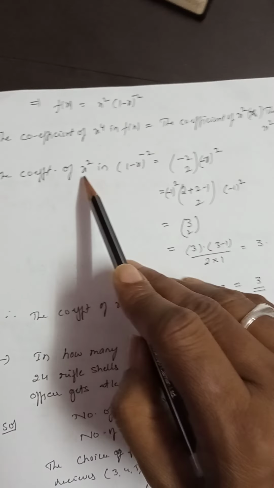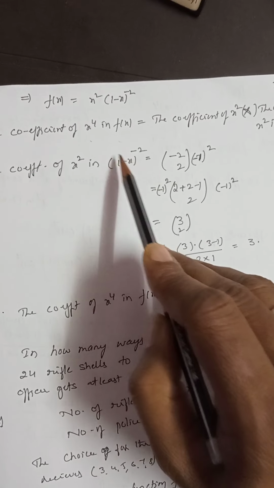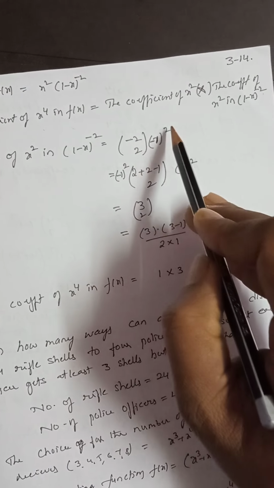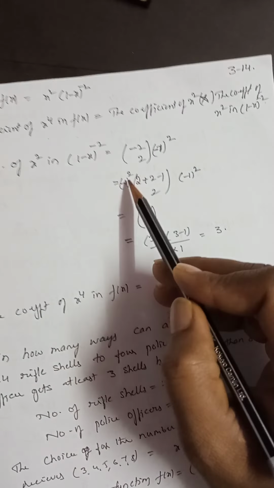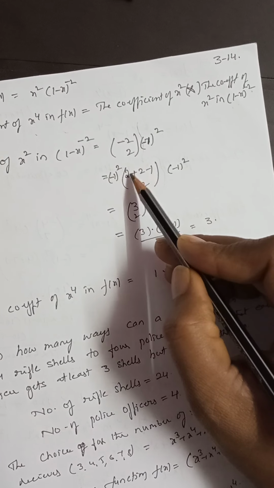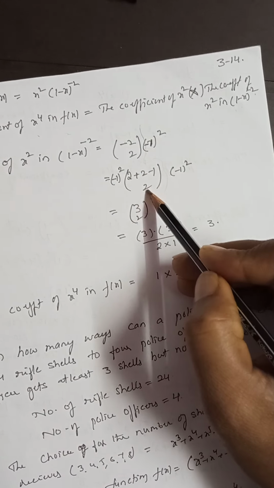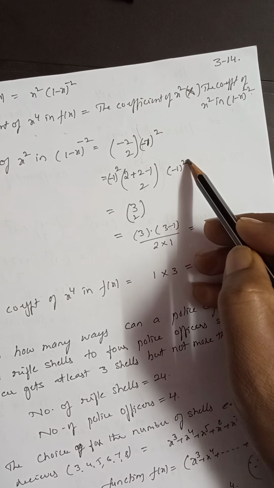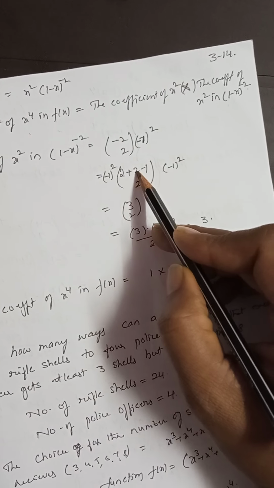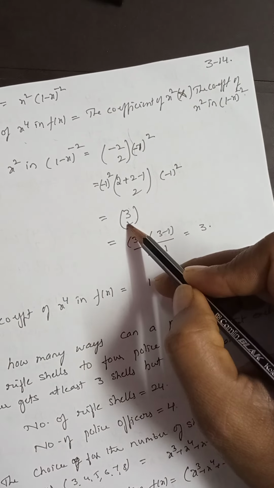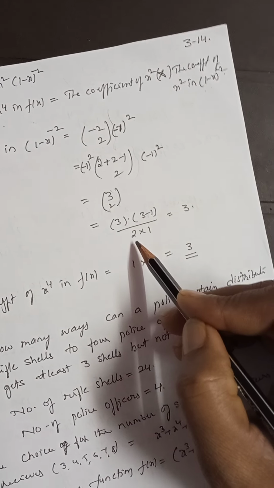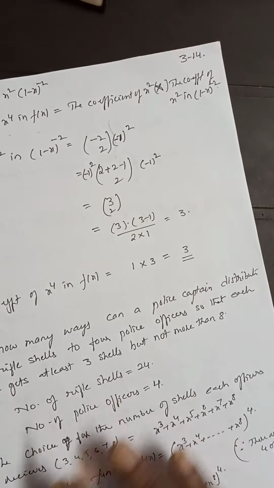Now the coefficient of x power 2 in the expansion of (1 minus x) whole power minus 2 is (minus 2)C2 times (minus 1) to the power of 2, right? This formula is (minus 1) whole square into (2 plus 2 minus 1)C2, right, into (minus 1) to the power of 2. If you simplify this one, minus into minus becomes plus, 2 plus 2 is 4, 4 minus 1 is 3, 3C2. This is 3C2, which is 3 into (3 minus 1) by 2 factorial. 2 factorial is 2 into 1. If you simplify this one, you will get 3.